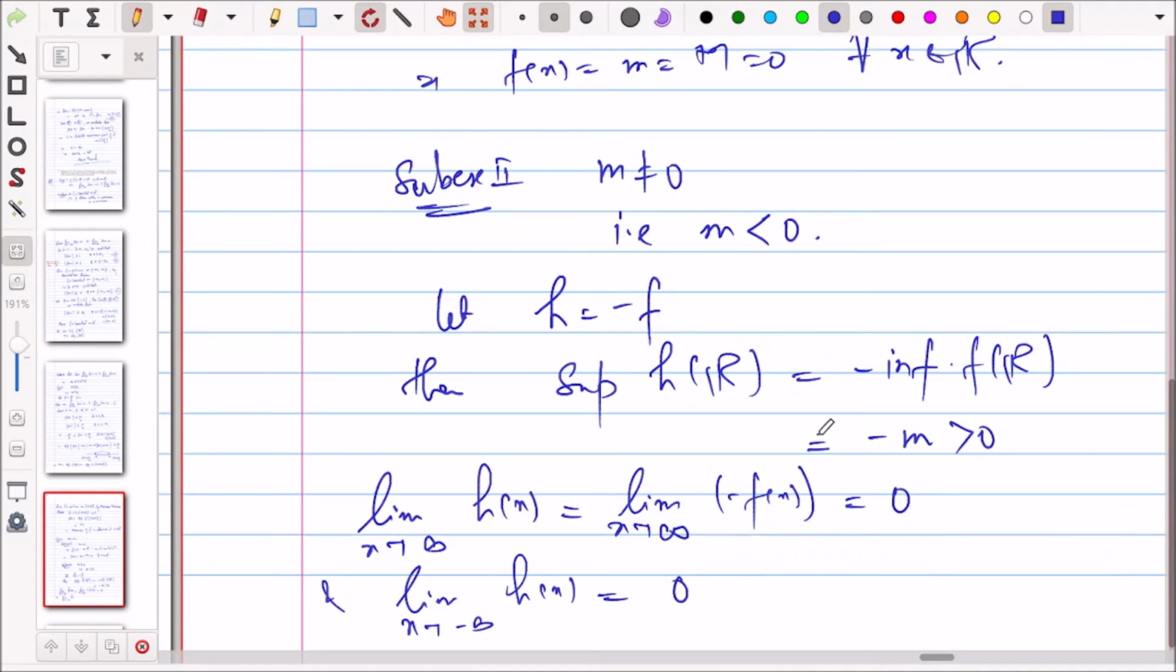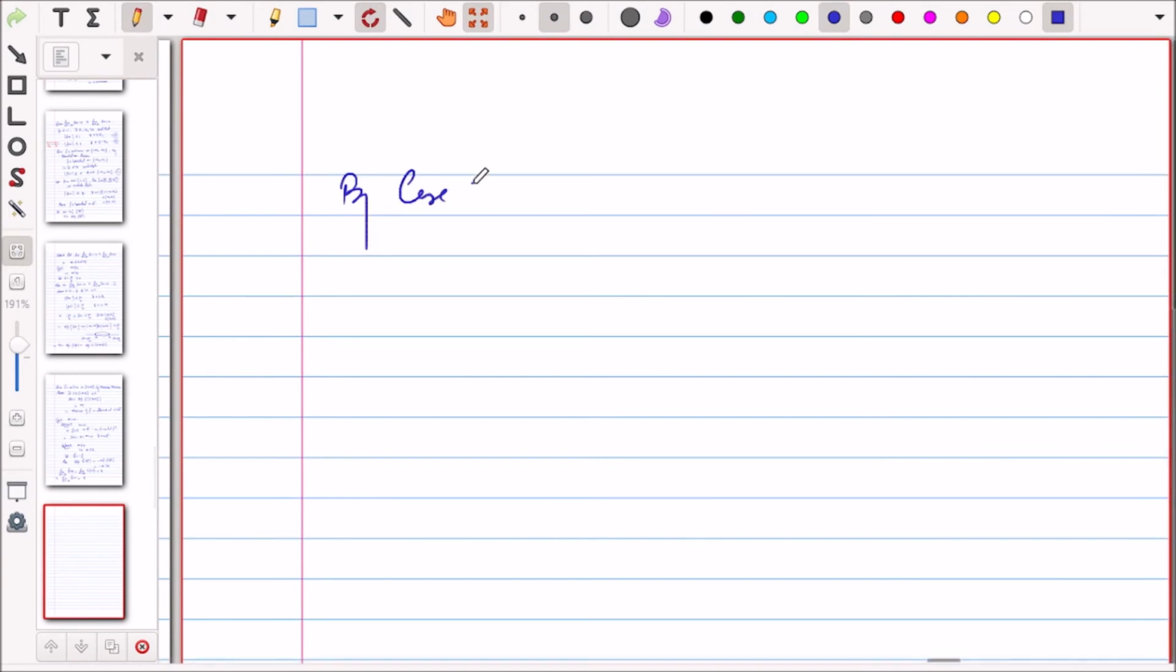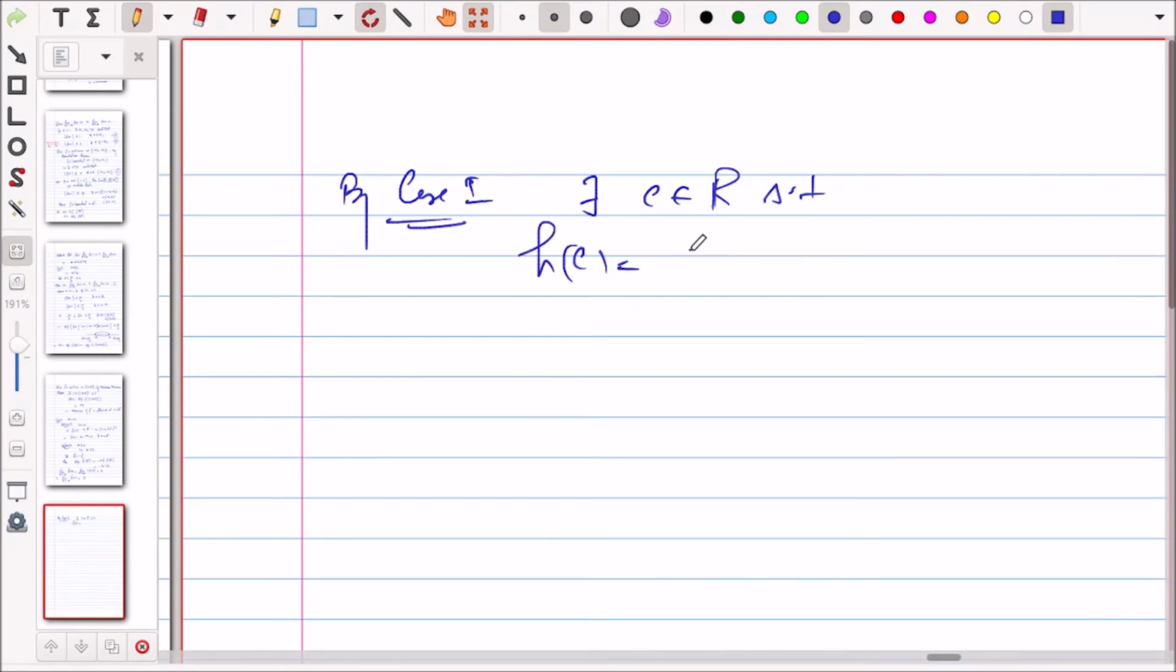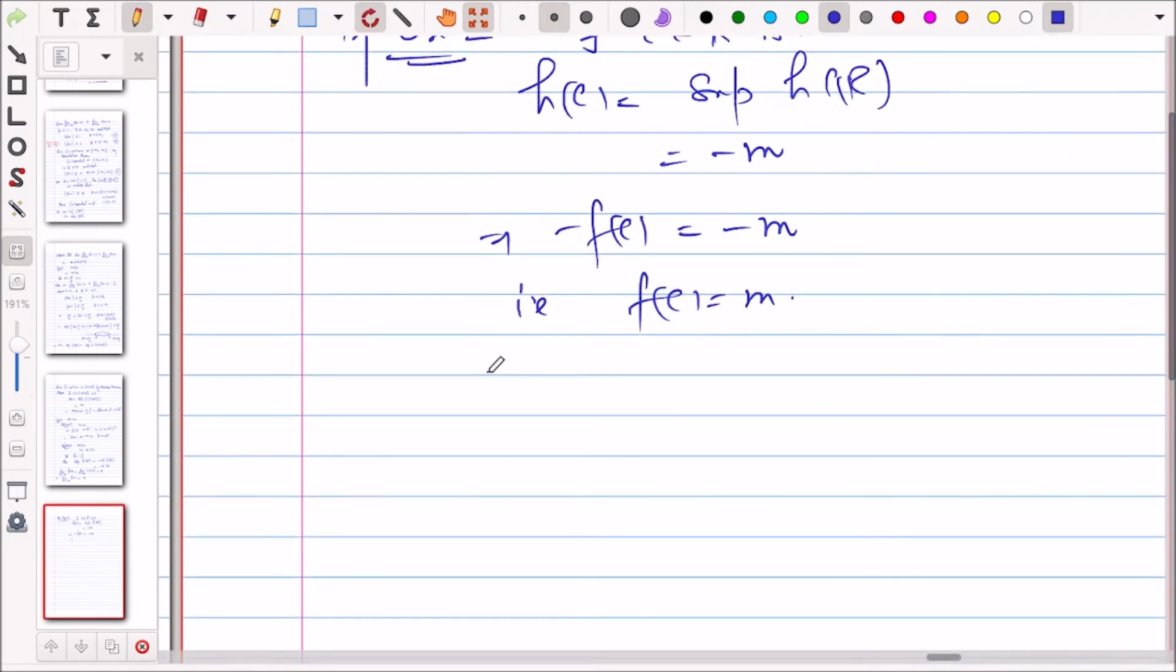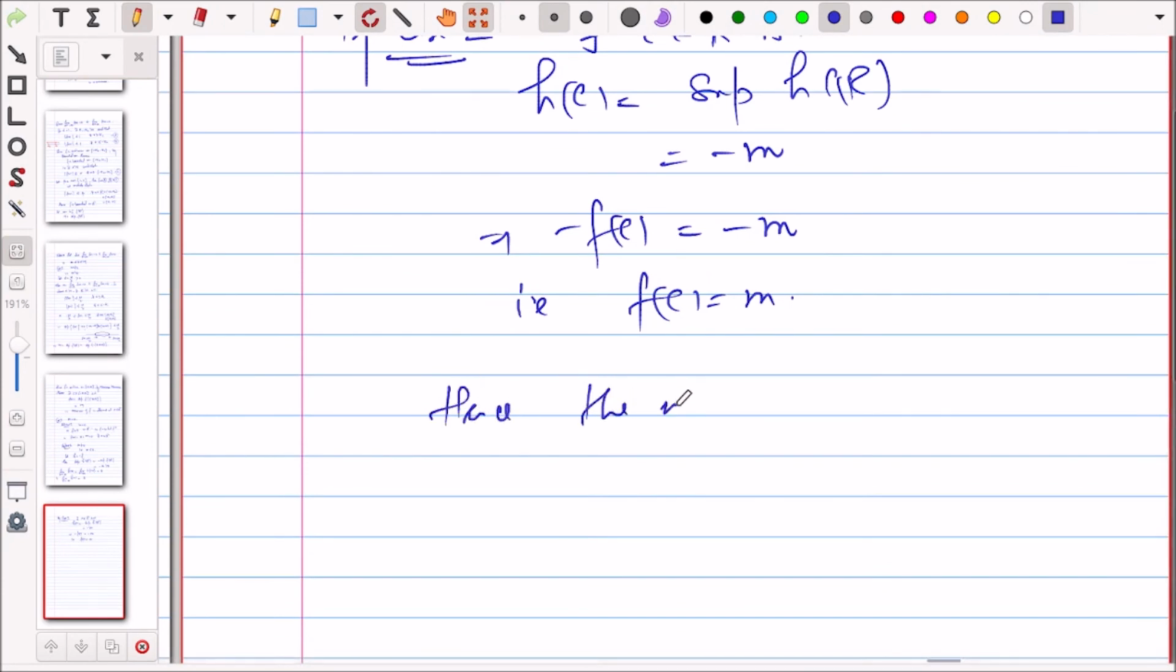So by case 1, because the supremum is positive and the limits are 0, there exists c belonging to R such that h(c) is equal to the supremum of h over R, which is equal to minus m. So this implies minus f(c) is equal to minus m, that is, f(c) is equal to m. So the infimum is attained in this case. Hence the minimum is attained in this case.